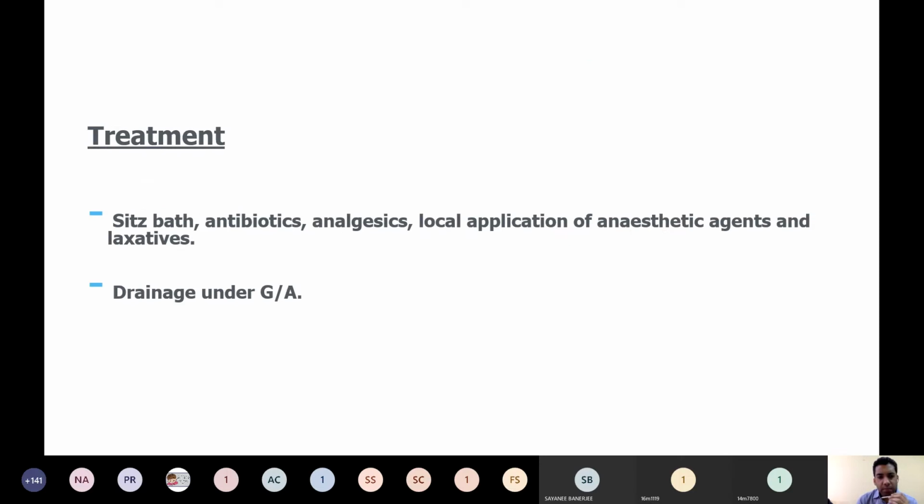So treatment will be sitz bath, antibiotics, analgesics, local application of anesthetic agent and laxatives. These are all, of course, supportive treatment. The definitive treatment for abscess anywhere in the body for that matter will be drainage. Incision and drainage is the main and the only definitive treatment for abscess. So you have to perform drainage procedure under general anesthesia or spinal anesthesia or something called saddle block.